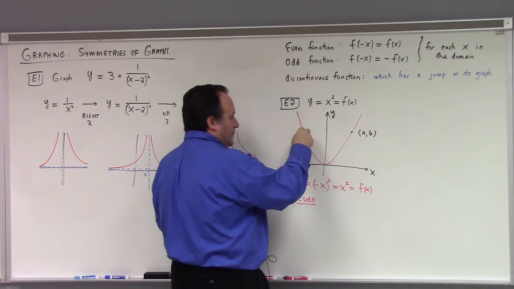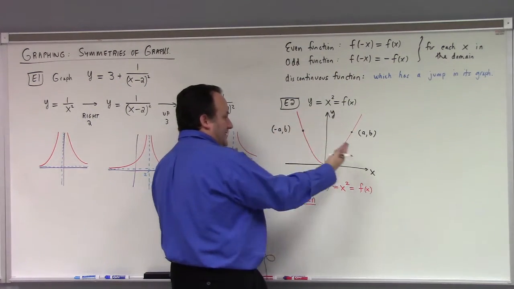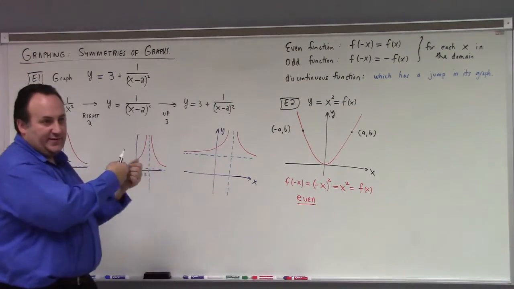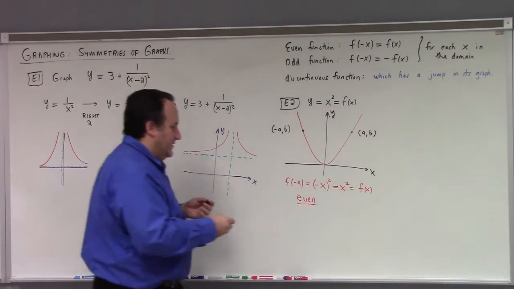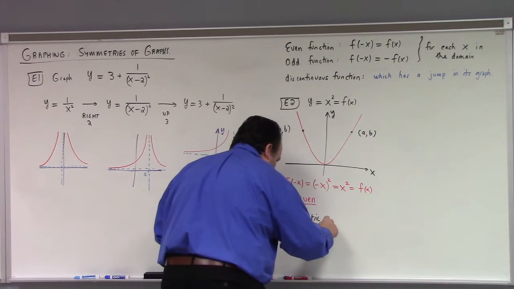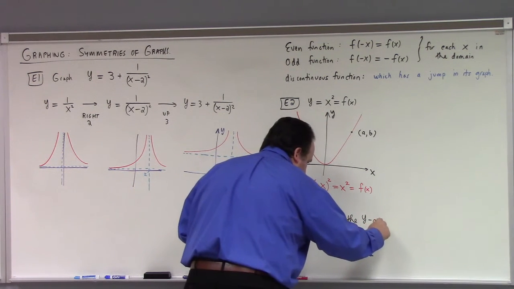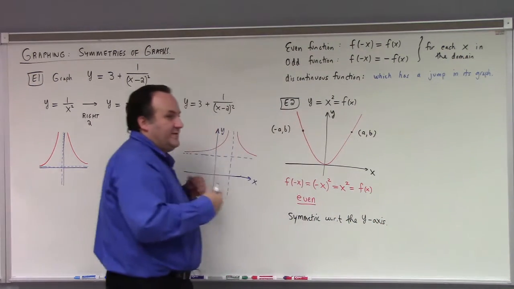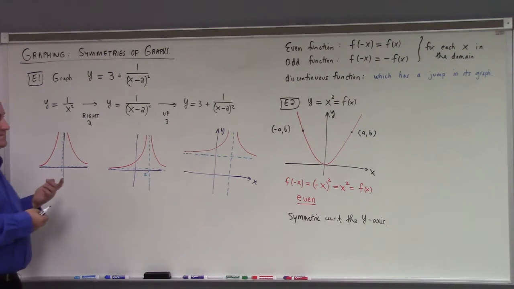I also have another point over here, a partner point, minus a comma b, right? Like that. That's the symmetry. If I can swap those pairs of points and I still have the same picture, then it's symmetric with respect to the y-axis, right? You can reflect the graph over the y-axis and you still have the same graph. That's the symmetry property for an even function. Are we good? Okay.